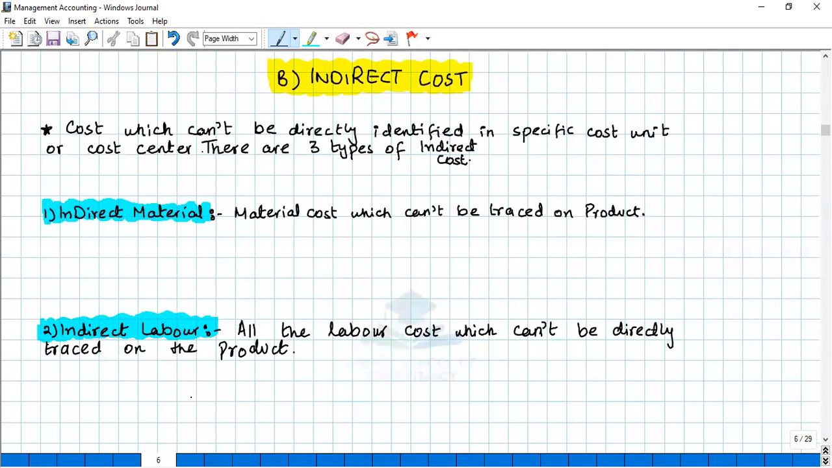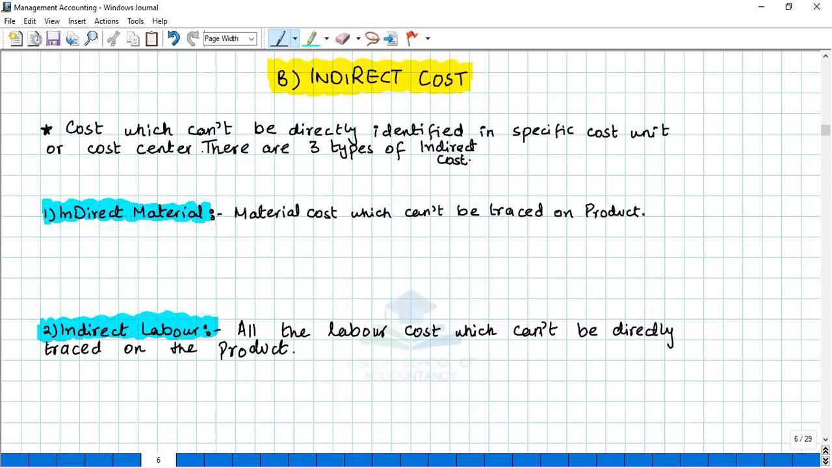Now the second cost by nature is indirect cost. So by nature there were two costs: direct cost, which we already discussed, and now indirect cost. It is exactly the opposite of direct cost. Direct cost was directly identifiable, traceable, attributable, relatable. The indirect cost is not directly identifiable, traceable, or attributable to a finished unit or finished product.